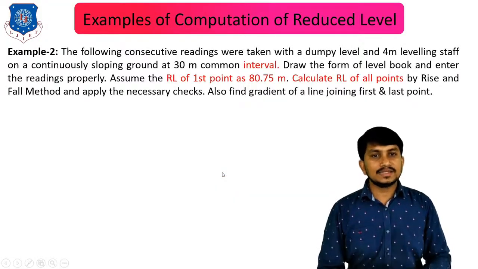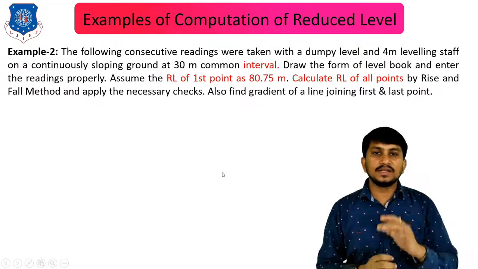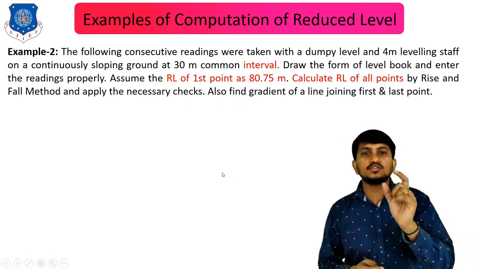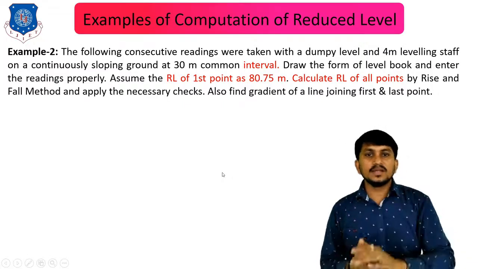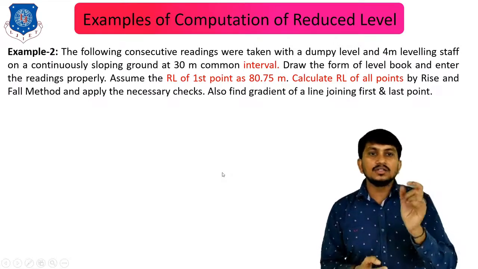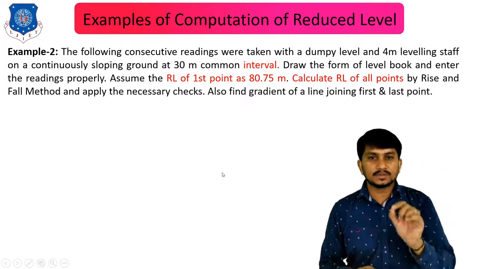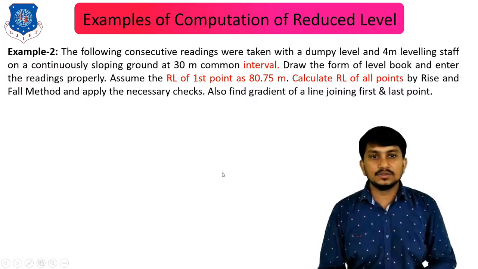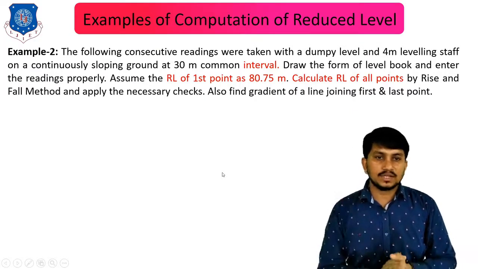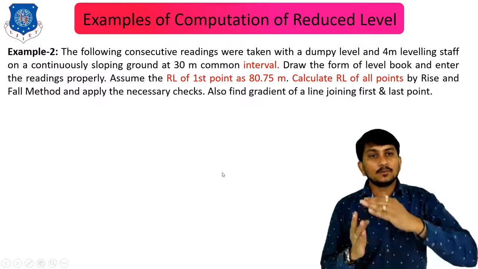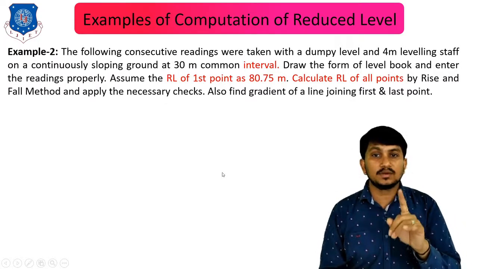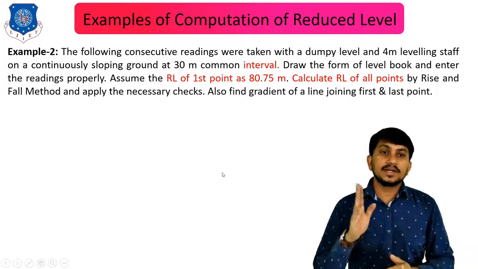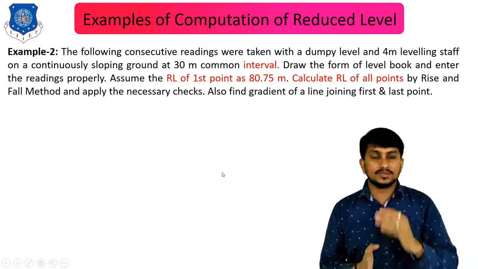The following consecutive readings were taken with a dumpy level and 4 meter leveling staff on a continuously sloping ground at 30 meter common interval. So 30 meter is the chain interval. Draw the form of level book and enter the readings properly. Assume the RL of first point as 80.75. So this is the RL of benchmark, you can say. Calculate RL of all points using rise and fall method only and apply the necessary checks. Also find gradient of line joining first and last point.